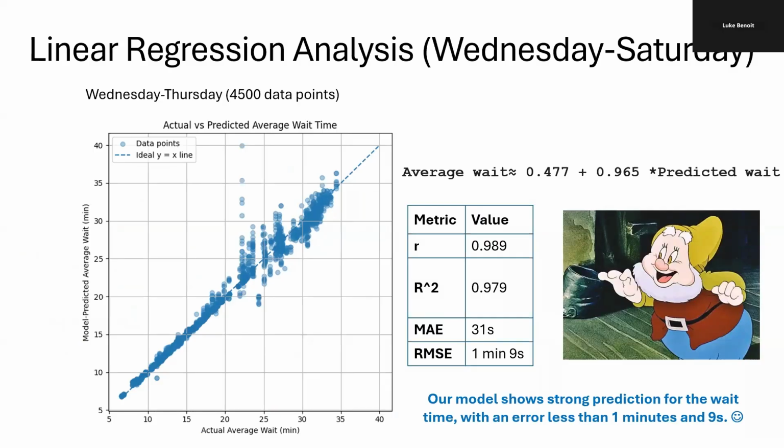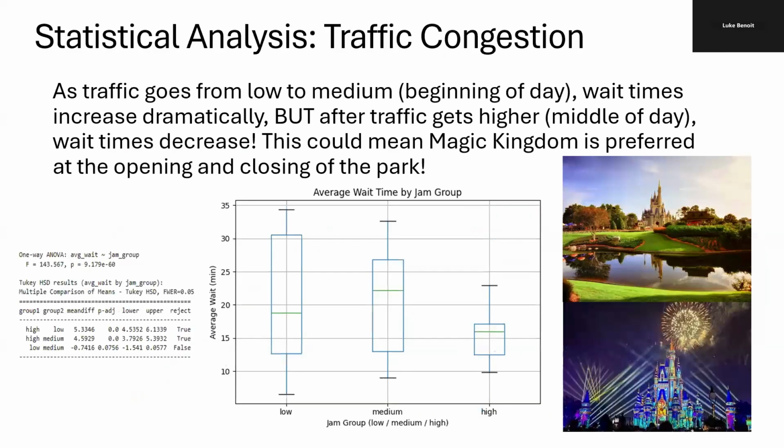You can see here that the average wait that we predict and the actual average wait match up quite well. With these values, you can see that our model is able to show a strong prediction for the wait times, with an error of less than 1 minute and 9 seconds.